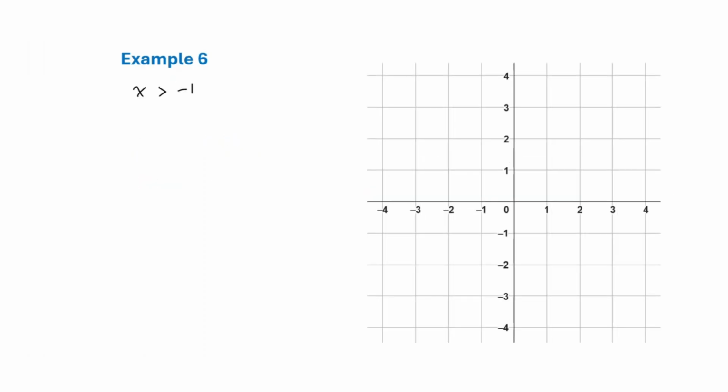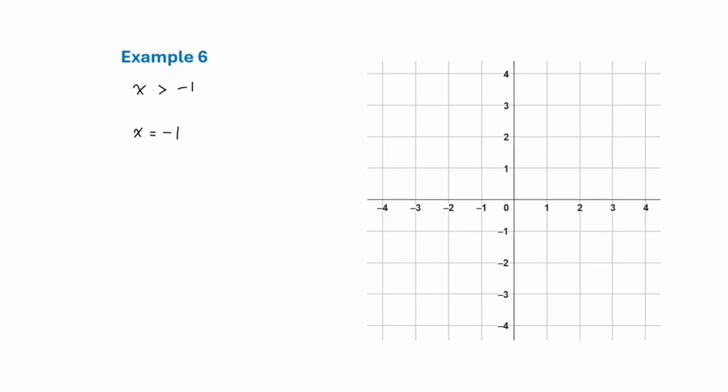Now let's look at one final example. Graph the inequality x is greater than -1. Here we only have x. First, we write the equation of the boundary line by replacing the inequality sign with an equal sign. So we get x is equal to -1. This is a vertical line because every point on it has x-coordinate -1. So we draw a vertical line through x equals -1.